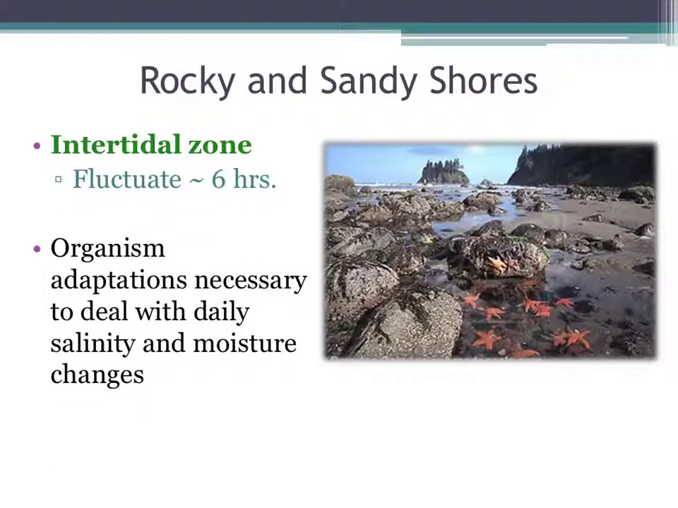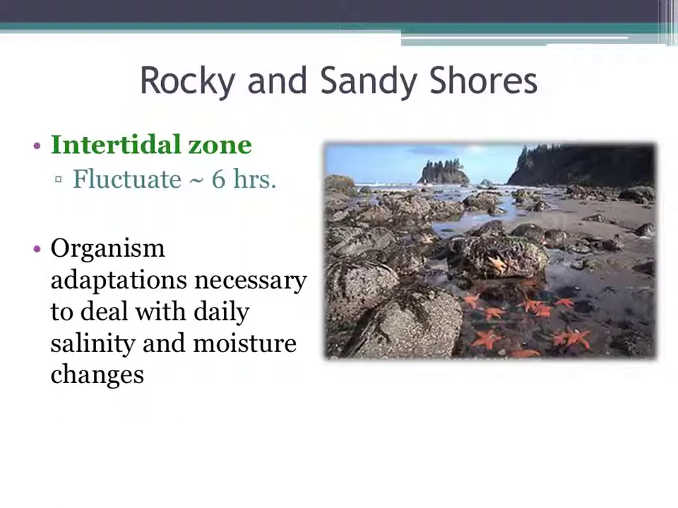The second part of Chapter 7 is going to get a little bit more specific with parts of the coastal regions and the zones. First of all, intertidal zones. Of course, we've got tides on our planet, partially thanks to the moon's gravitational pull. They can fluctuate every 6 hours.